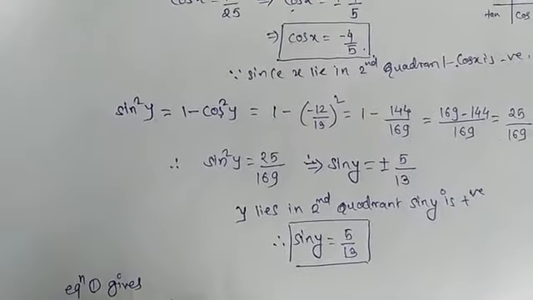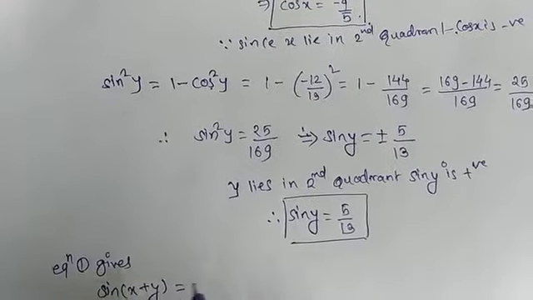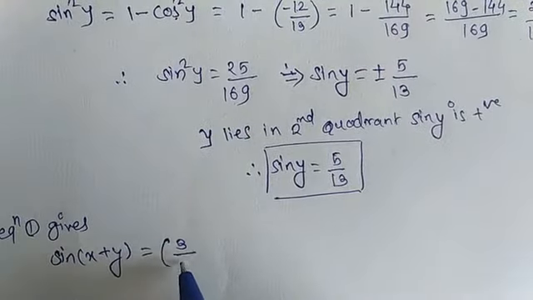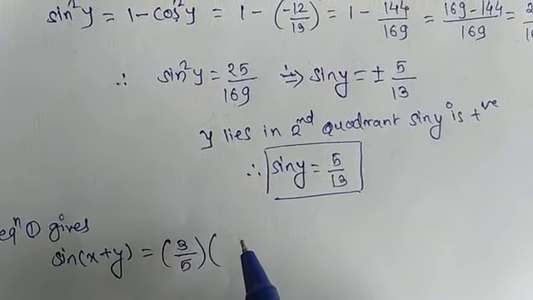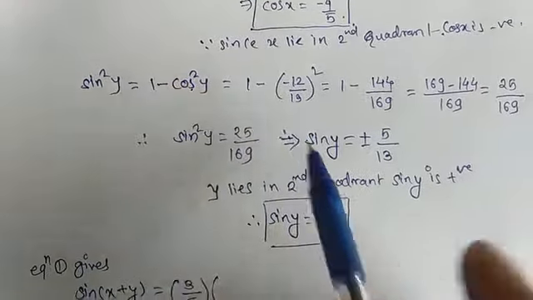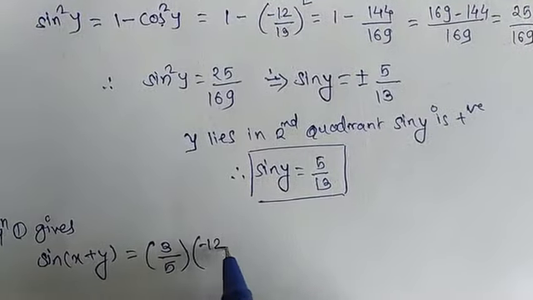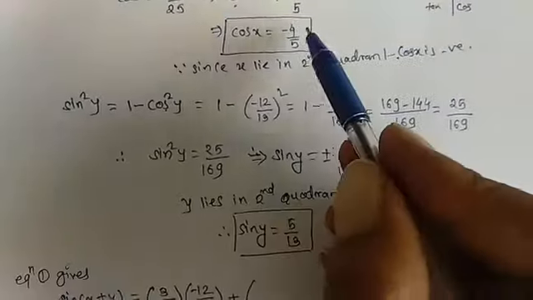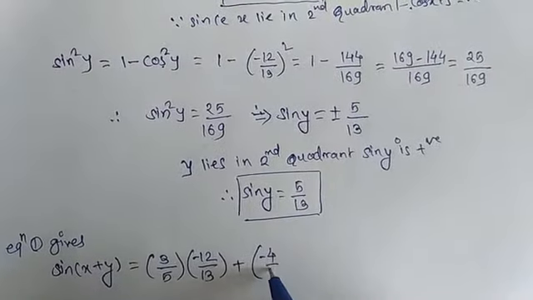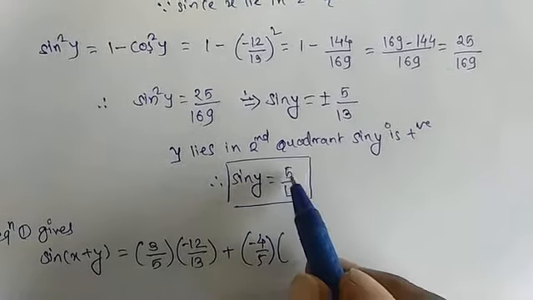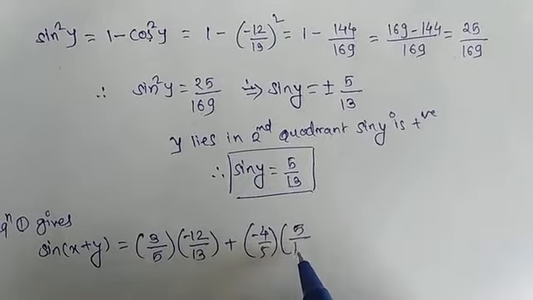Here we use sine of x plus y is equal to sine x cos y plus cos x sin y. Value of sine x is 3 upon 5, into cos y. Cos y is minus 12 upon 13, plus cos x. Cos x is minus 4 upon 5 into sin y. Sin y is 5 upon 13.